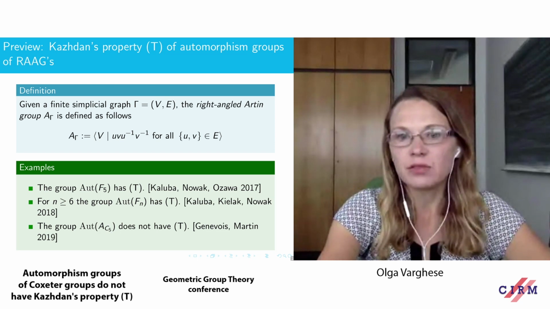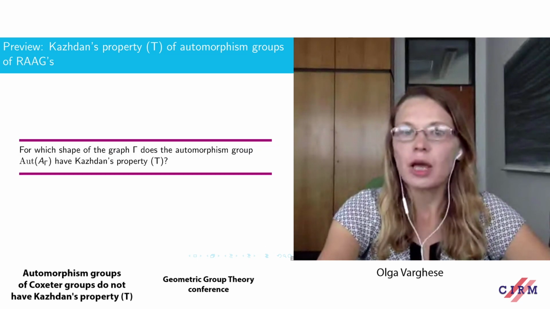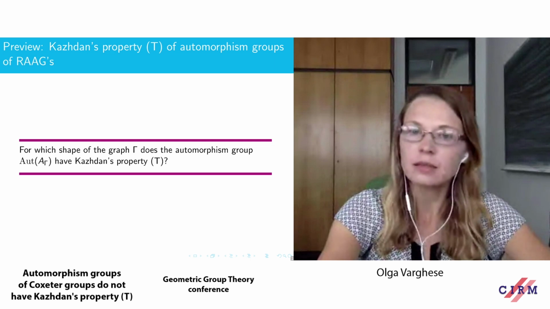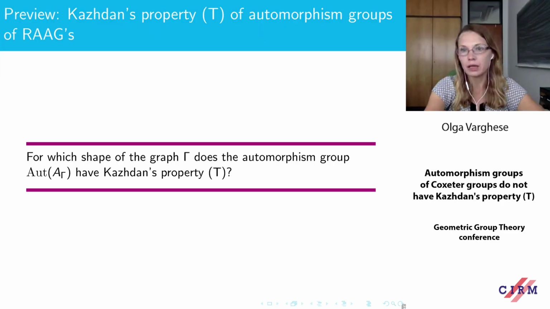I plan to answer the following question. So for which shape of the graph gamma does the automorphism group Out A gamma have Kazhdan's property T? So I have results for small graphs, but these results will be the topic for my next talk.